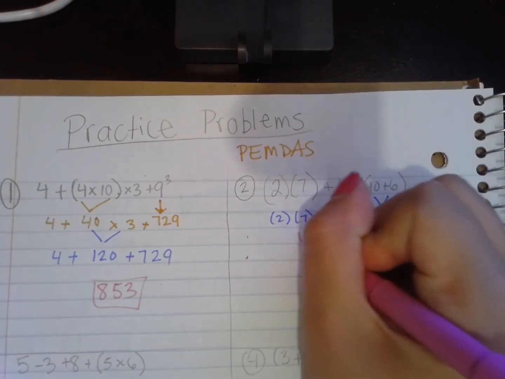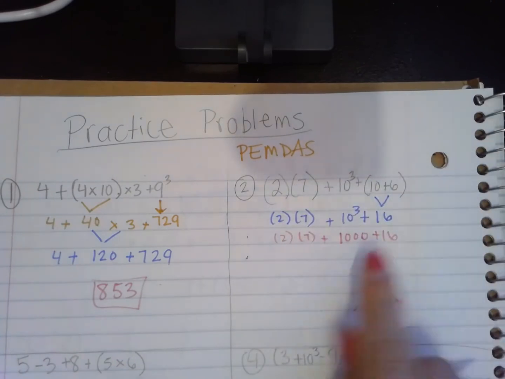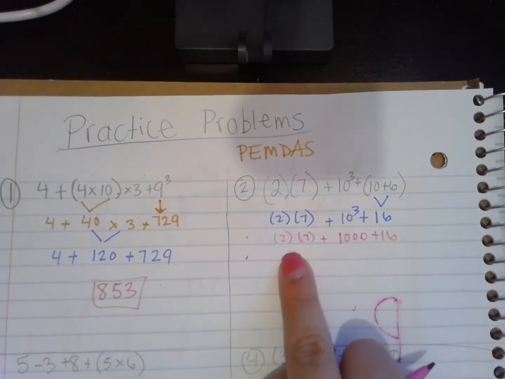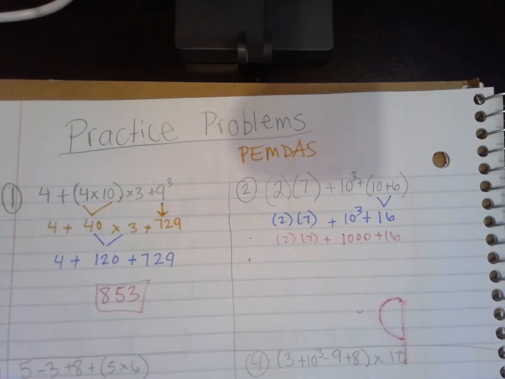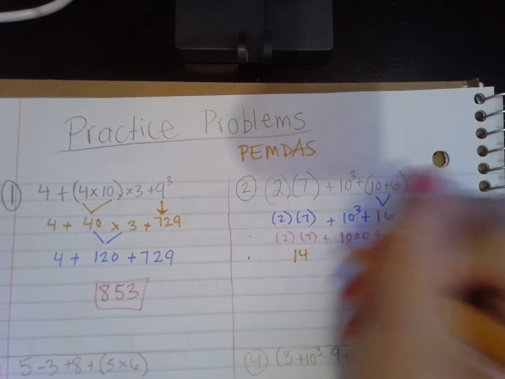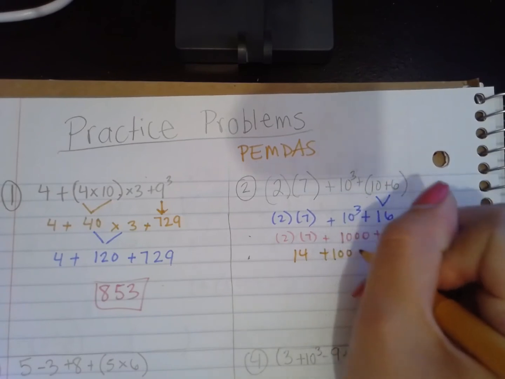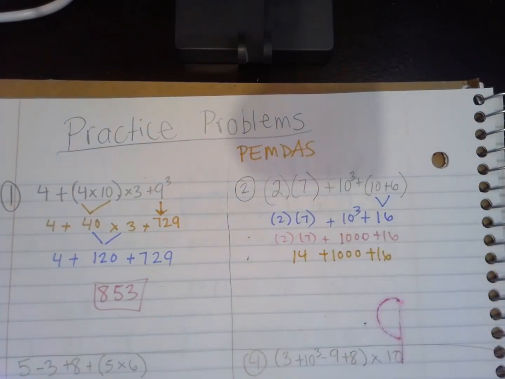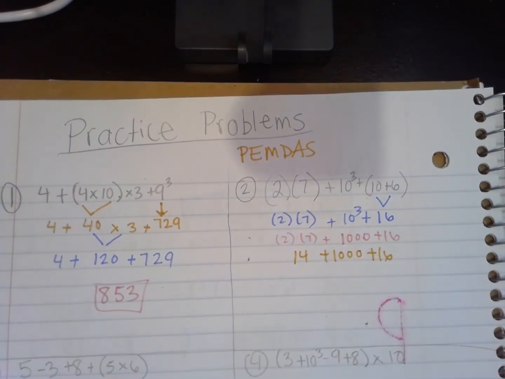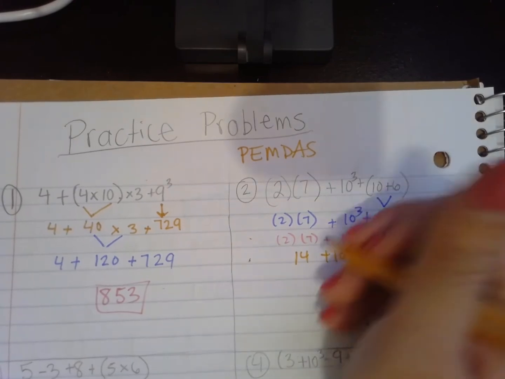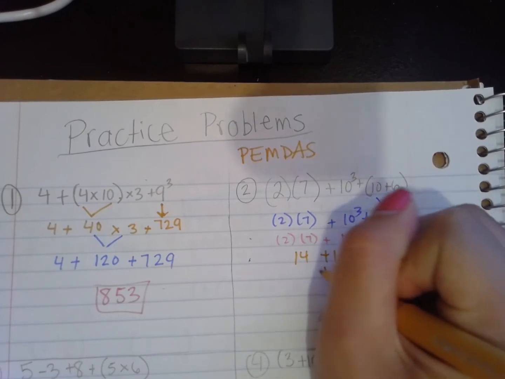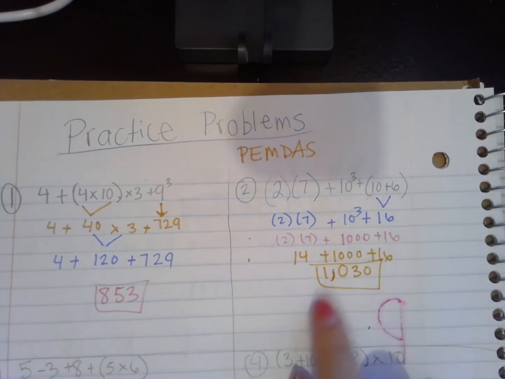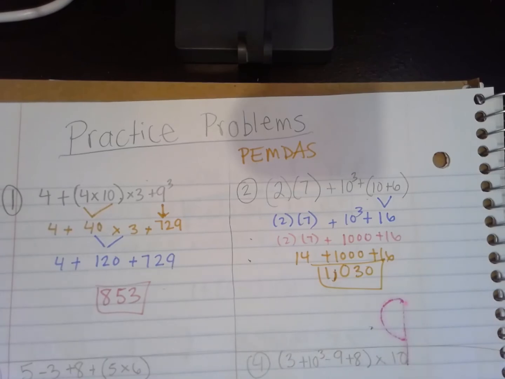Bring everything else down. Right, so now I have addition and multiplication right here. So that means I'm just going to do my multiplication. That means I got 14 plus 1,000 plus 16. Just add everything together. 14 plus 1,000 plus 16 will give me a total of 1,030. Sorry, I put that comma in a weird place, but 1,030.